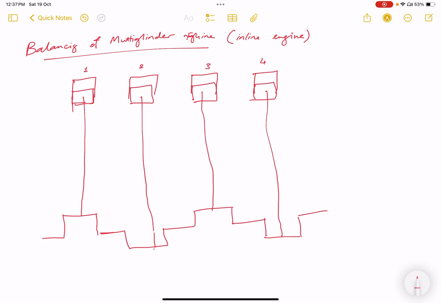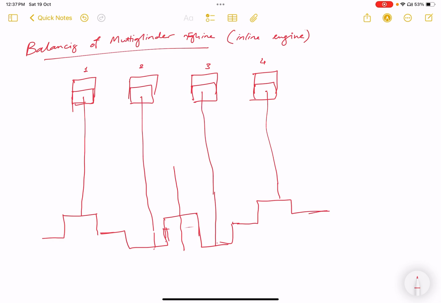Right. So consider the center part. This is the center part. Here the distances are: this is L1, this is L2, this is L3, and this is L4. And this will be our reference plane.